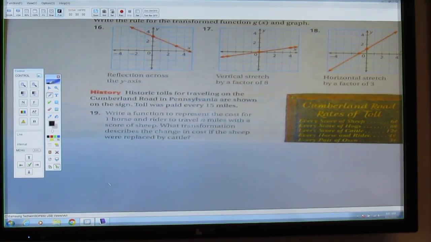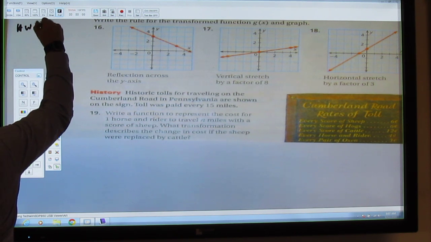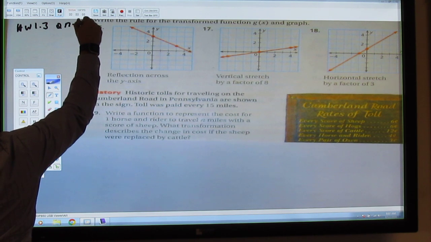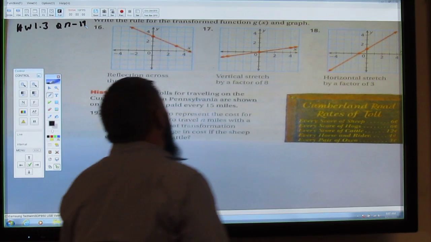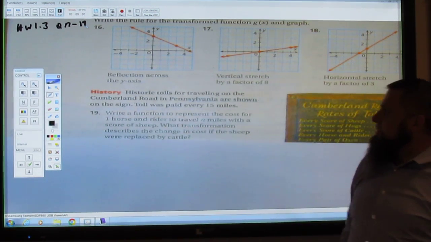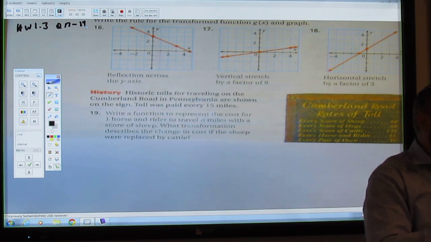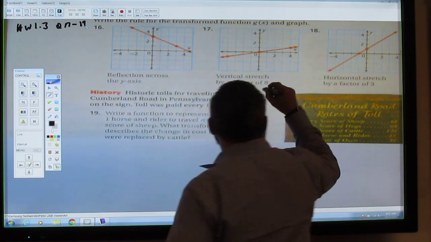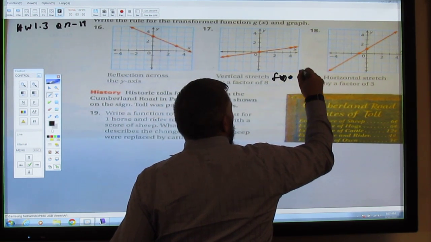All right, this is homework 1.3. Questions 17 through 19. Okay? 17 is saying a vertical stretch by a factor of 8. So what's happening there? The f of x is being multiplied by 8.